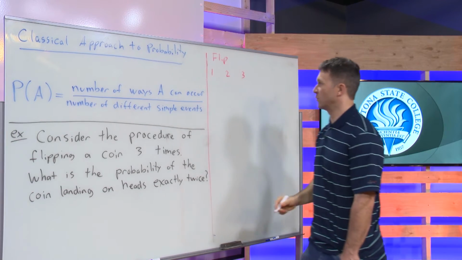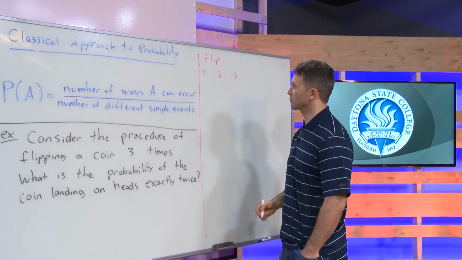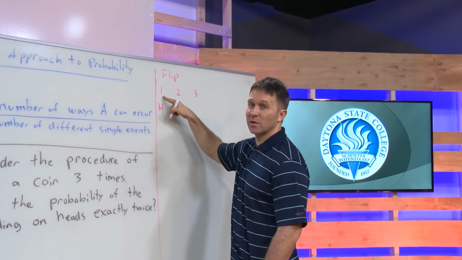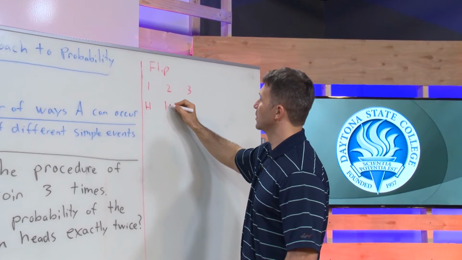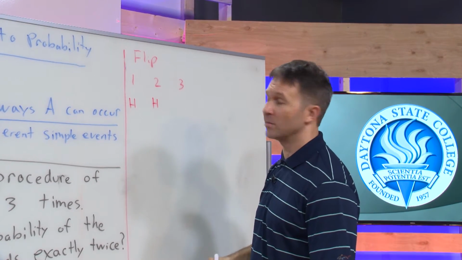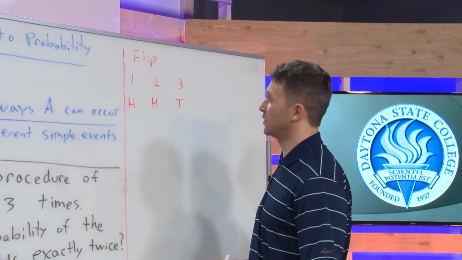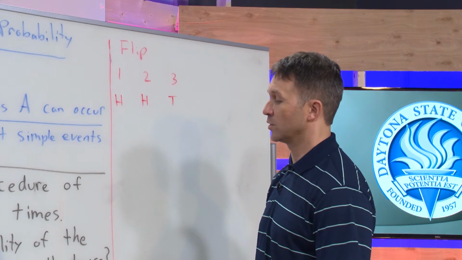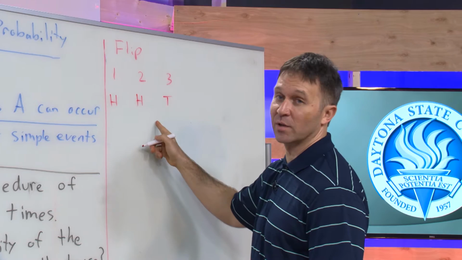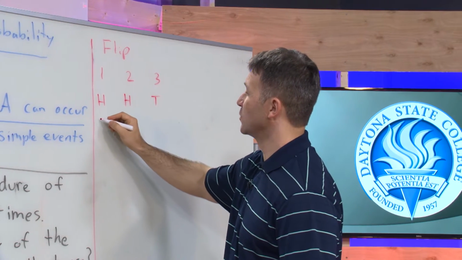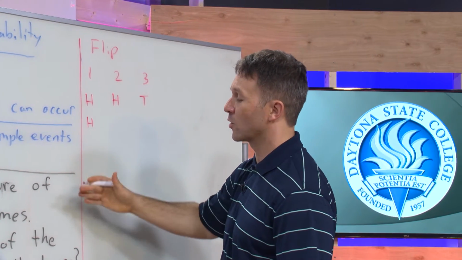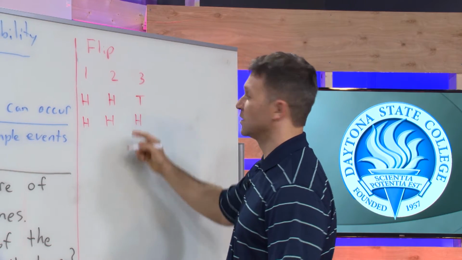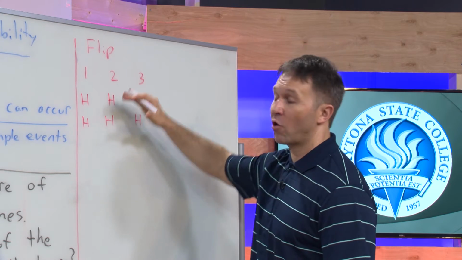We're going to flip a coin 3 times. Remember, there's 3 coin flips. And now think about this. We could get heads on the first flip, heads on the second flip, and then tails on the third flip. That's one way this procedure could turn out. That's one simple event, so to speak. But think about this. We may not always get what we're looking for. We may not always get exactly 2 heads. We could get heads, heads, heads. That's another possibility. And in fact, we have to write out all the possibilities.